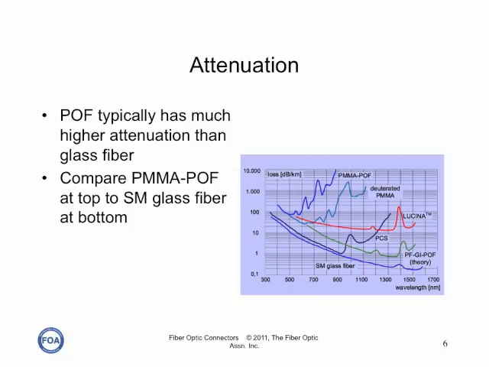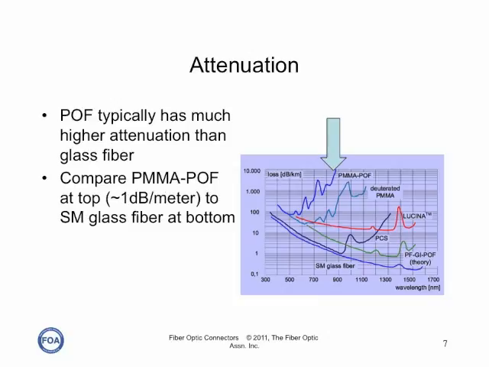Another big difference between glass fiber and plastic fiber is the attenuation coefficient of the fiber. POF typically has a much higher attenuation than glass fiber. On the graph to the right, take a look at the PMMA POF at the top of the chart and the single-mode glass fiber at the bottom. PMMA POF, shown at the top, has an attenuation coefficient of about 100 dB per kilometer, while single-mode glass fiber, shown at the bottom, has an attenuation coefficient of well under 1 dB per kilometer.